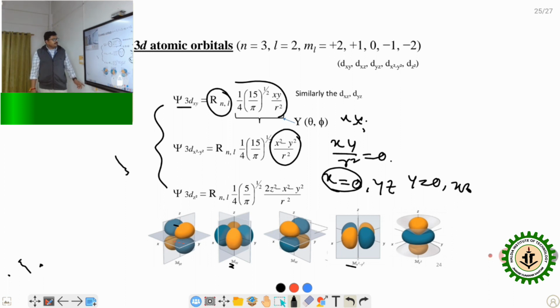Okay, so in this way you are able to understand the size, shape and the orientation of different atomic orbitals, if you can understand the wave function, and if you can understand the radial part and the angular part.